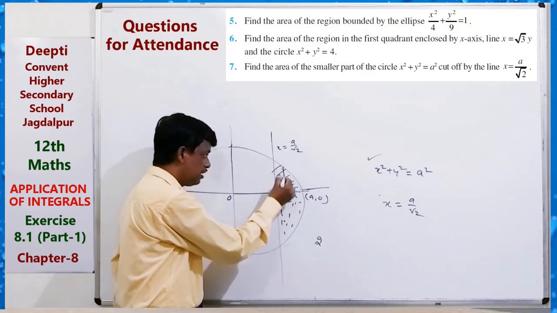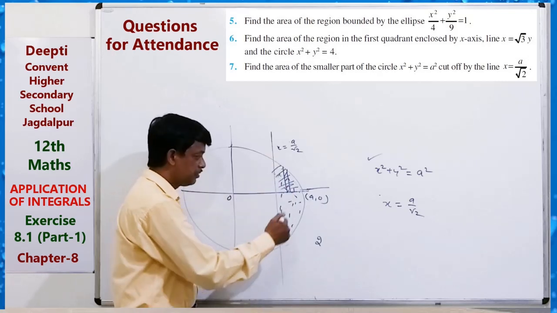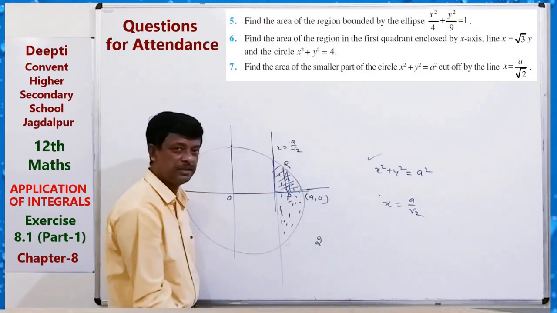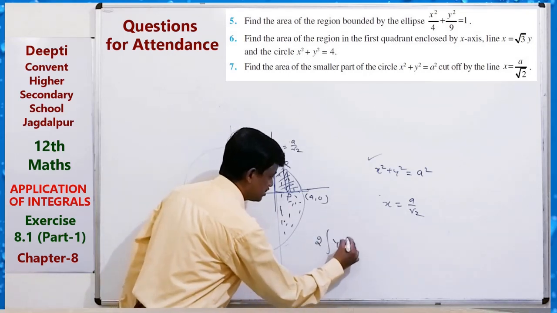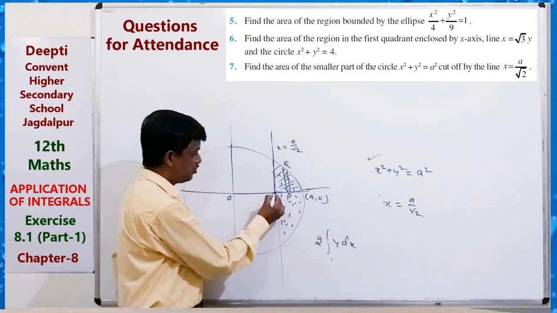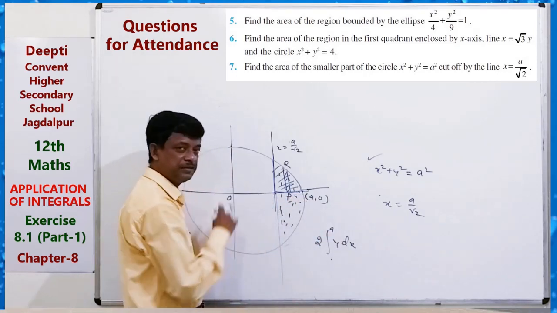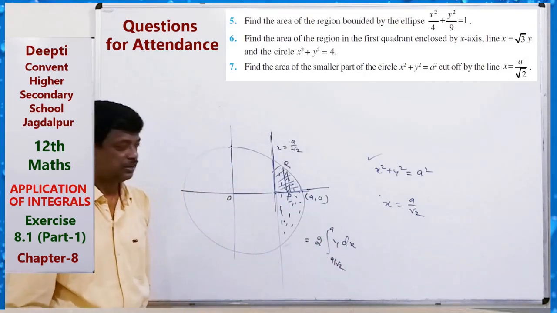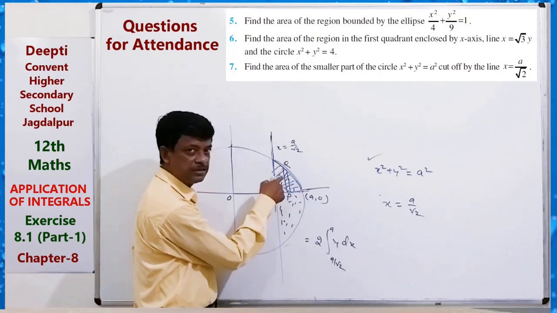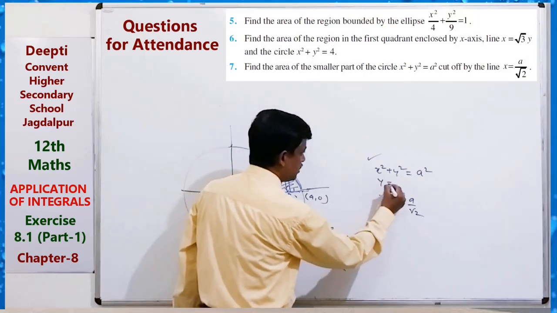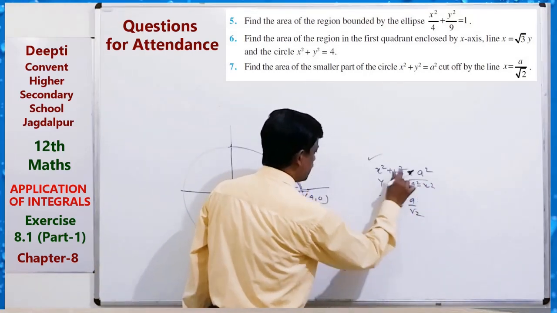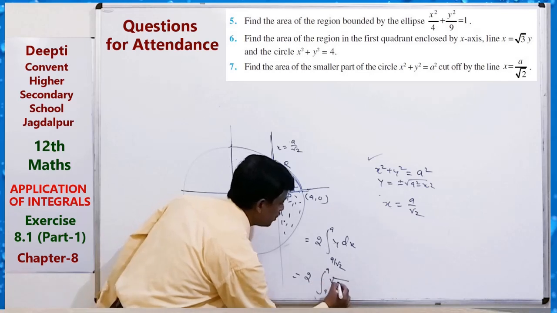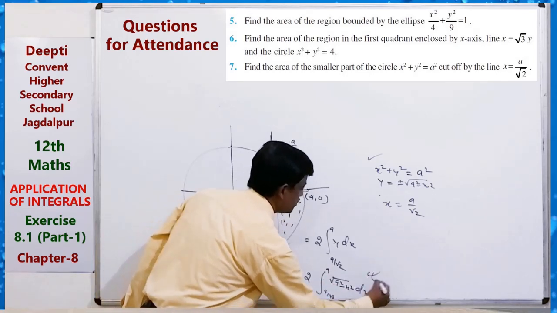And for finding this part, take a vertical strip P to Q, and for the limit in this part we have to apply the formula y dx. And the limit of x is from here to here. That is the upper limit a, and the lower limit is x equals a by root 2. So this is our required result. Y comes from the circle. So y equals plus minus root over a square minus x square. So 2 times the integral from a by root 2 to a of root over a square minus x square dx. Okay, so this gives the result.